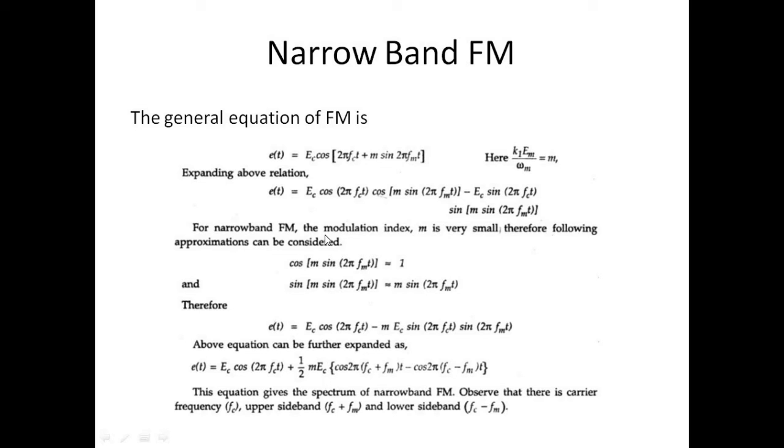So substitute these two values in this equation. So e of t equal to Ec into cos 2 pi fct minus m into Ec sin 2 pi fct into sin 2 pi fmt. So this is like sin A sin B, so we can apply 1 by 2 of cos A minus B minus cos A plus B. So finally we get e of t equal to Ec into cos 2 pi fct plus 1 by 2 m into Ec times cos 2 pi of fc plus fm into t minus cos 2 pi of fc minus fm into t. So this is the expression for narrowband FM.